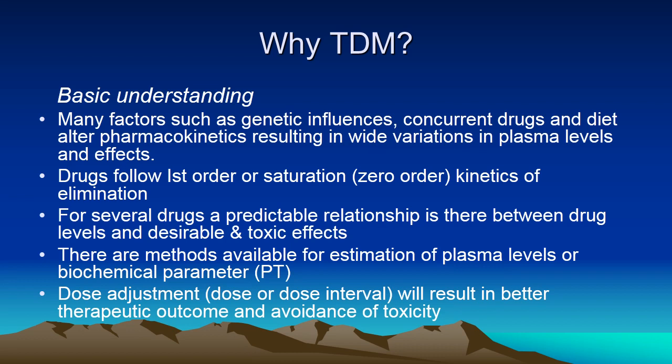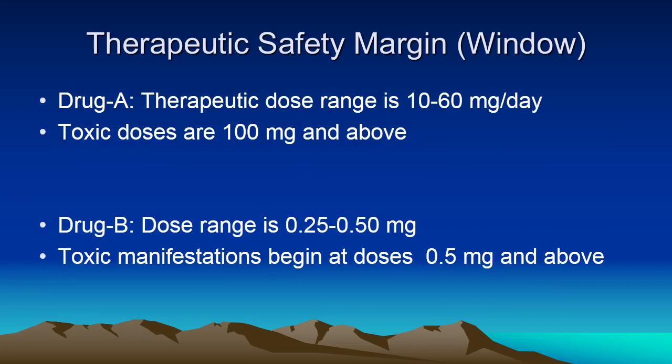Drugs follow first order kinetics of elimination or zero order kinetics of elimination or mixed order elimination kinetics. For several drugs, a predictable relationship exists between the drug levels and desirable or toxic effects, and there are methods available for estimation of plasma levels or a marker for therapeutic effects such as prothrombin time. Dose adjustments can be done to achieve desired therapeutic effect and avoid toxicity.